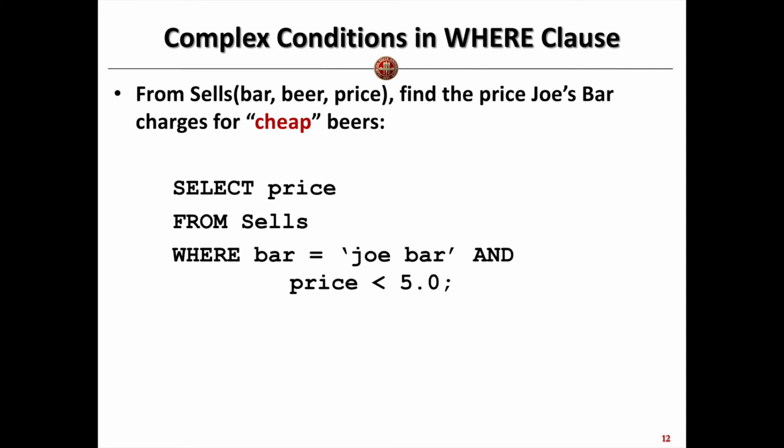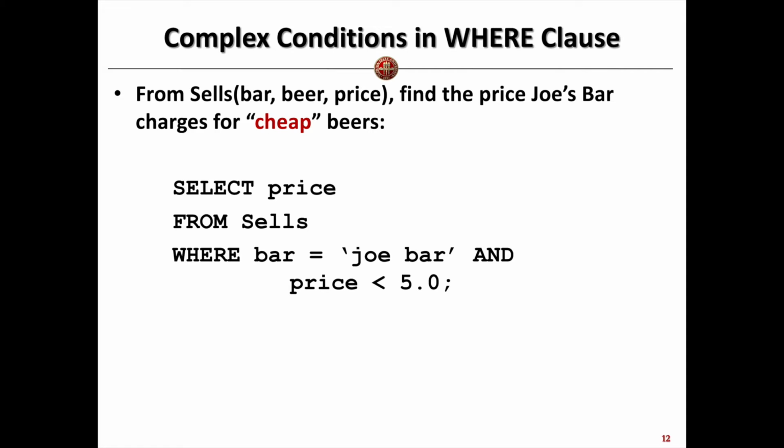So what do we mean by the cheap beers? We say a beer is cheap if the selling price is less than $5, and we plan to find the price of these beers. Before we check the SQL query, you can write down this query with relational algebra first, and then you can translate it to SQL.